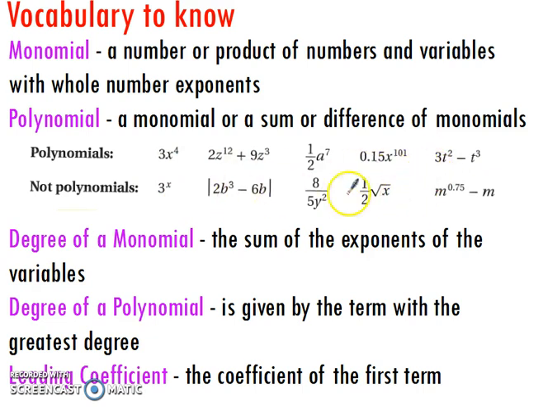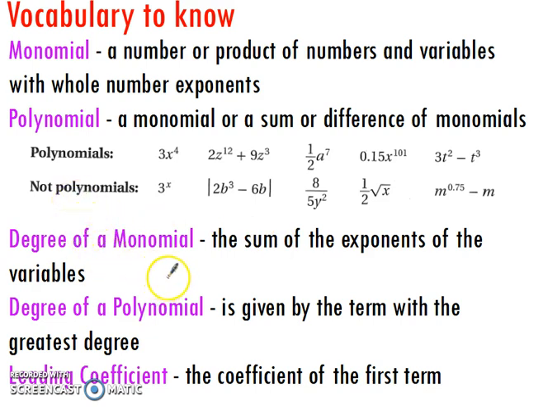These next ones are not polynomials, like 3 to the x. You have your variable as an exponent. And you have the absolute value of 2b to the third minus 6b. Can't have absolute value. Then you have 8 divided by 5y squared. Your variable is in the denominator. You're not adding or subtracting. You have 1/2 the square root of x. You have m to the 0.75 minus m. So you're not raising your power to a whole number. So those would be examples that are not polynomials.